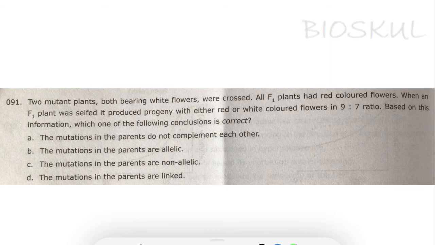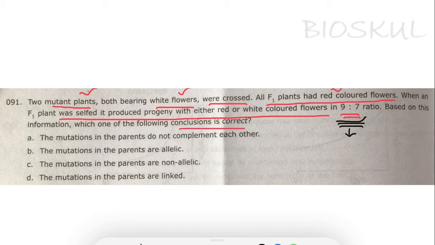And so here is another question. The two mutant plants, both bearing white flowers, were crossed. The plants are mutants and they bear white color flowers. All F1 plants had red colored flowers. In the F1 generation, what did they get? They got red colored flowers. When an F1 plant was selfed, it produced progeny with either red or white colored flowers in a 9:7 ratio. Based on the information, which one of the following conclusions is correct?